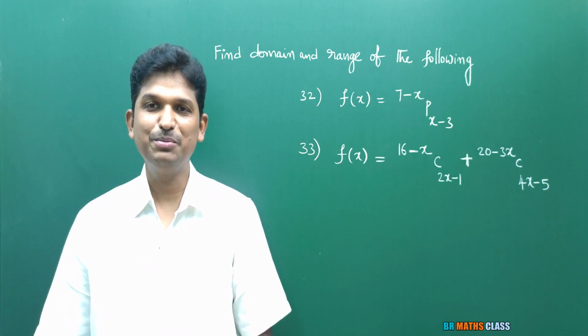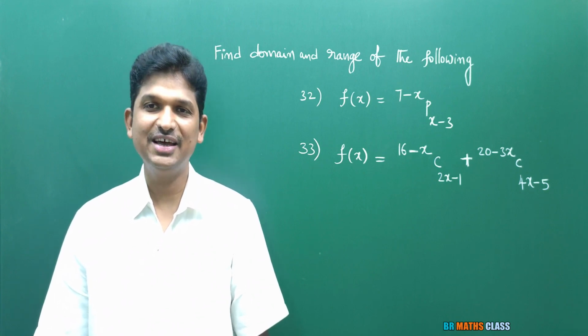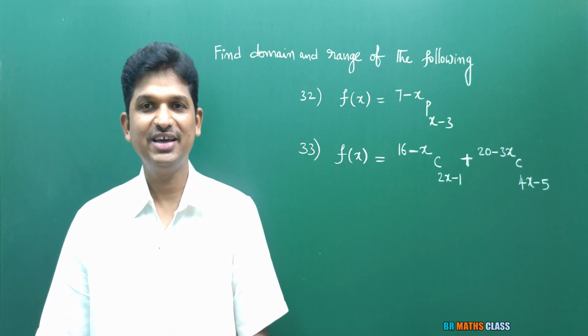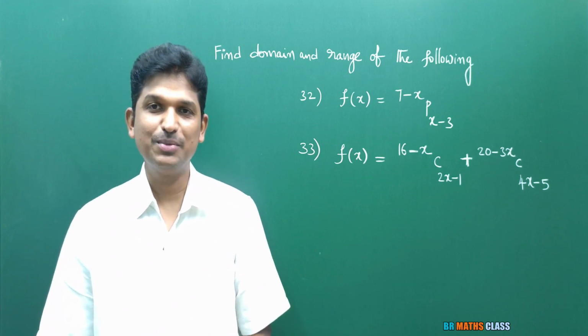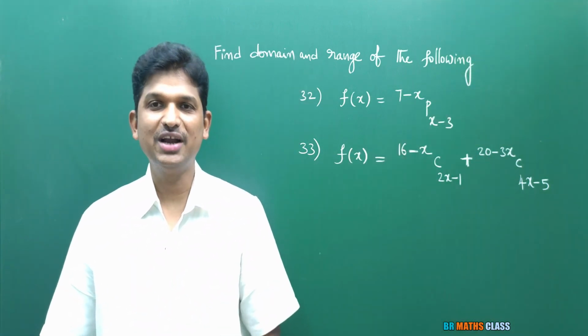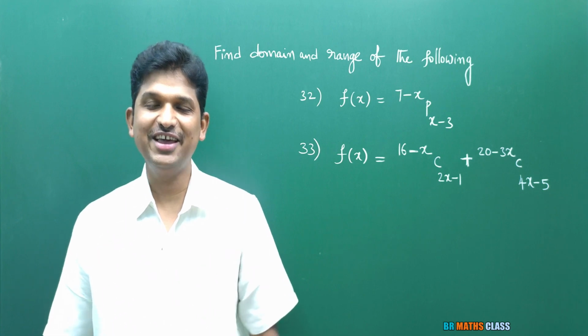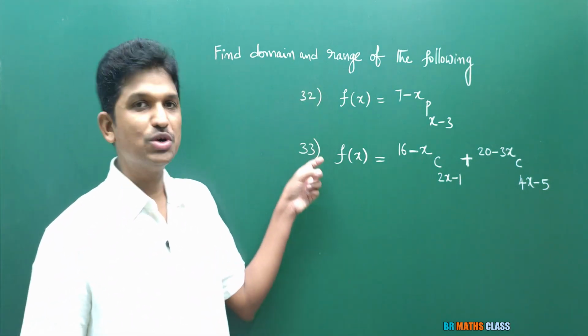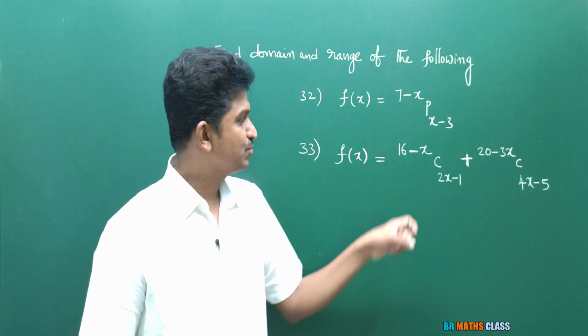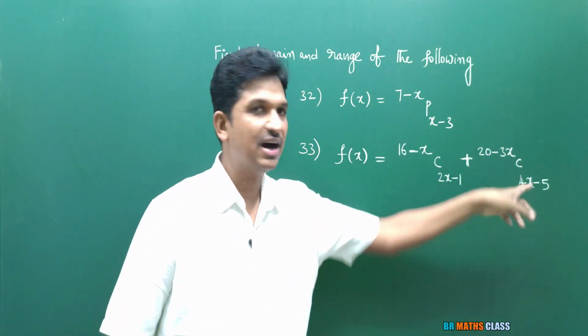Till now we completed 31 problems in the range of a function video series. In case you have not watched the earlier classes, I'll give the playlist link in the cards. In this class, we are going to do another two problems based on range of a function. You observe these two questions. This problem is of the form nPr and this problem is related to nCr.